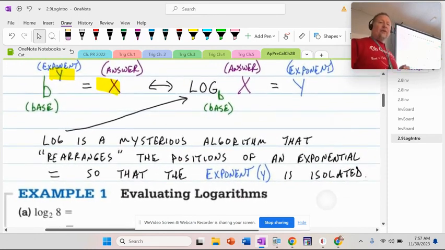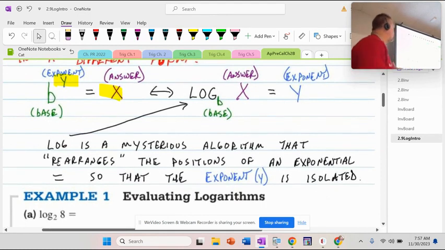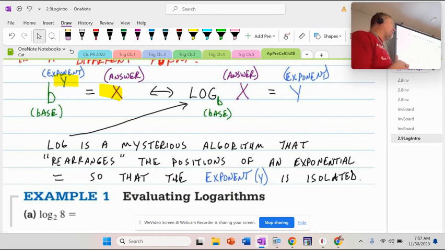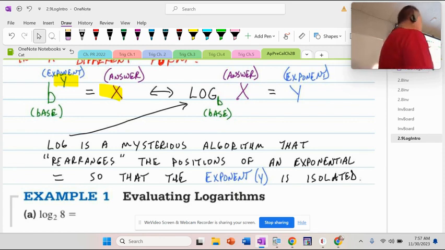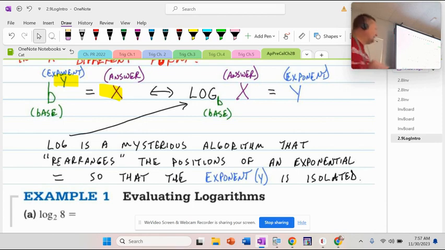We've got our classic switch X and Y, and then rearrange or insert the word log so I can solve for Y again. But really just focus on what a logarithm does. It gets the exponent all by itself. So if you remember the exponent's all by itself on one side, then what are the other two? It's read log base B of. So the base goes down in that little subscript. It really is not a hard thing to memorize, which is what kills me every year.